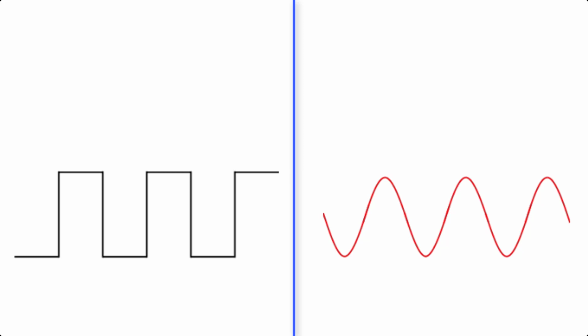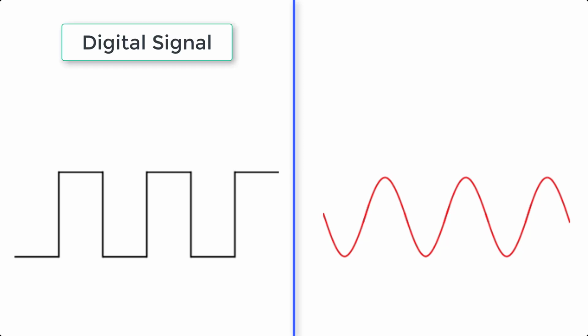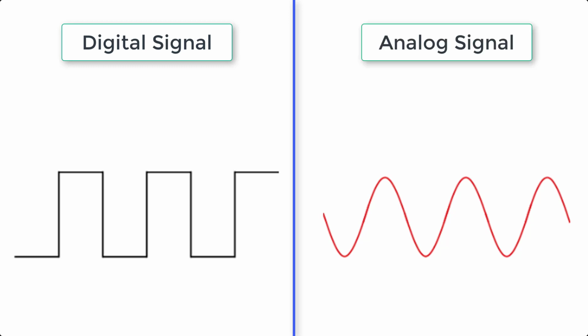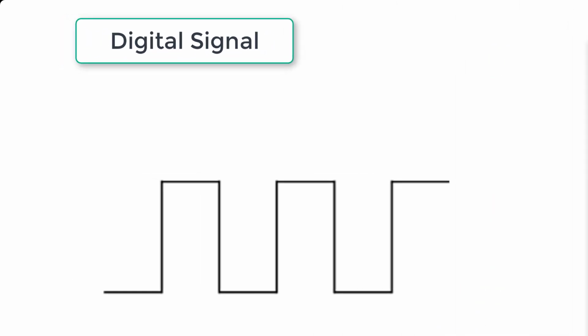We're now going to spend some time talking about a digital signal and an analog signal. We have electronic components that we will be testing that provide a digital signal and an analog signal. The signal that you can see on the left side is a digital signal, and the signal on the right is an example of an analog signal.